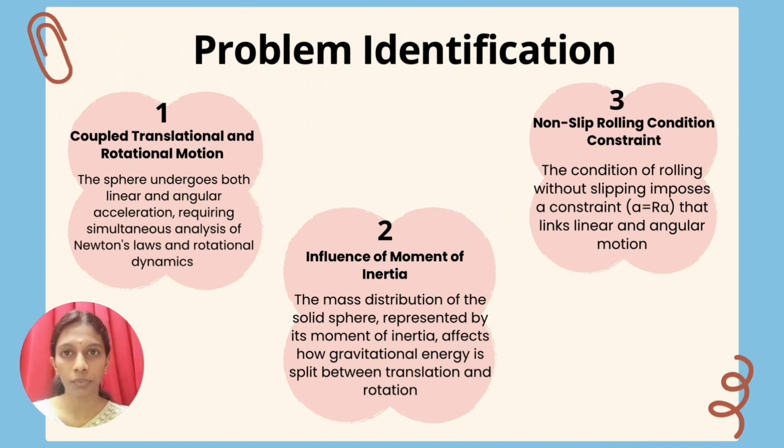The second one is the influence of moment of inertia. The sphere's mass distribution affects how energy splits between translation and rotation through its moment of inertia. The last one is the non-slipping rolling condition. Rolling without slipping imposes a constraint: linear and angular acceleration are linked by an equation, which is a = Rα.